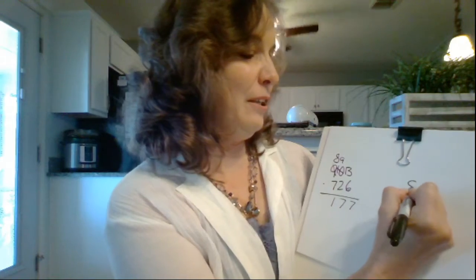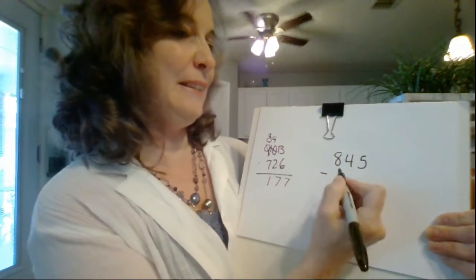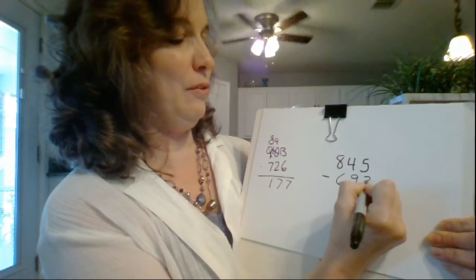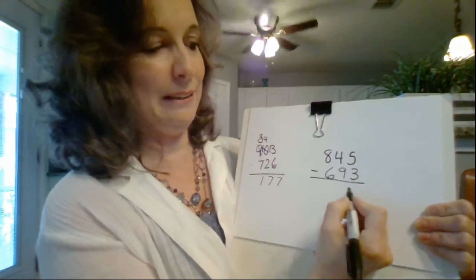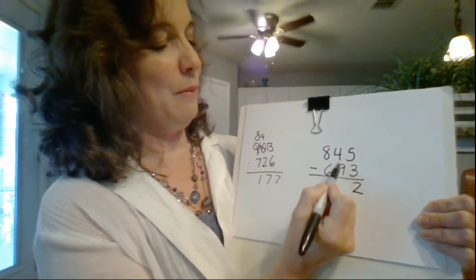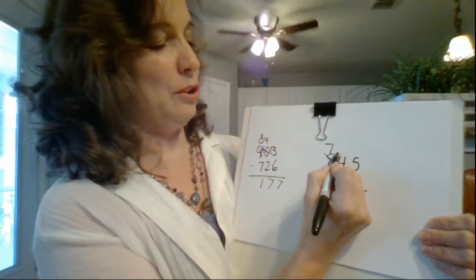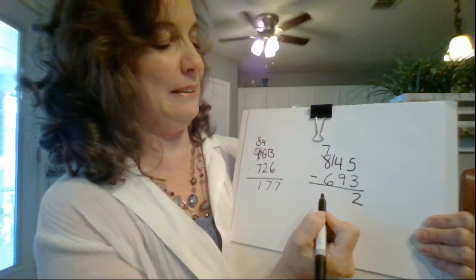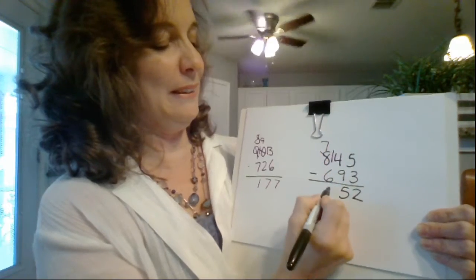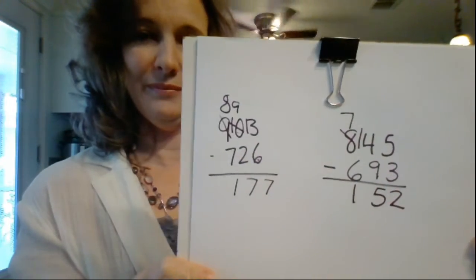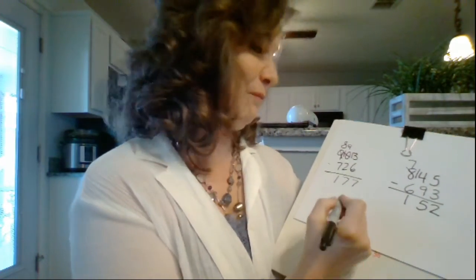Number 3. 845 minus 693. If the bottom is bigger, we must borrow. Is the bottom bigger? Nope. 5 minus 3 is, write it down. If the bottom is bigger, we must borrow. Do we have to borrow? Yes, we do. Mark out your hundreds. Put your group of hundreds with the 10. Now you have 14 tens. 14 minus 9 is, 7 minus 6 is, did you get it?